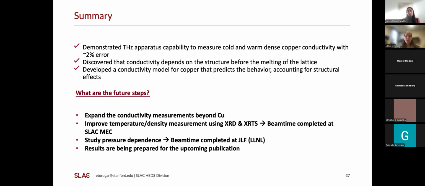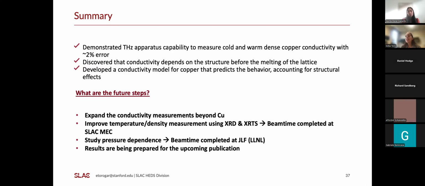In addition, we could study the pressure dependence. In the measurements that I have shown you here, we excited the system with a laser, but we didn't change the pressure. So we could simply ablate the system in order to also create a change in pressure and a change in temperature. We have actually done this in the past. We have completed a beam time at JLF, and we are in the process of writing some more about this.